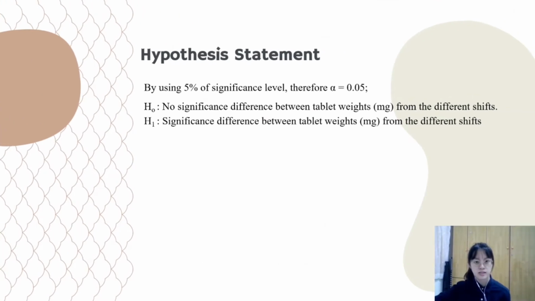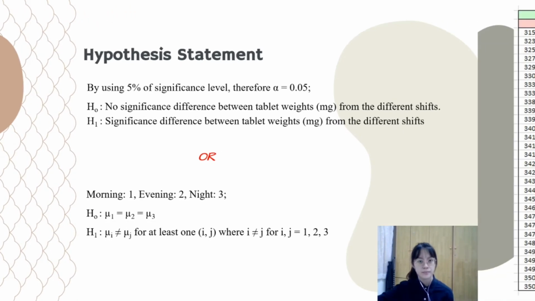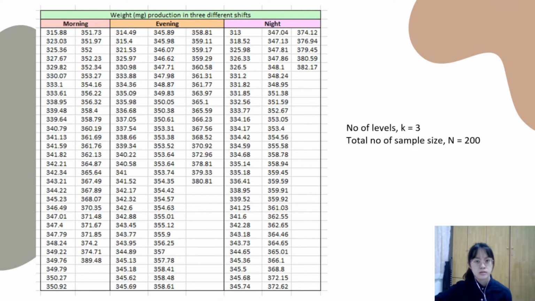So for the hypothesis statement, H0 is no significant difference between the tablet weights from the different shifts. H1 is significant difference between the tablet weights from the different shifts. Or we can write it in the simple form as shown in the slide. To carry out the test, the raw data is regrouped by separating the tablet weights according to the different shifts as shown in the slide.